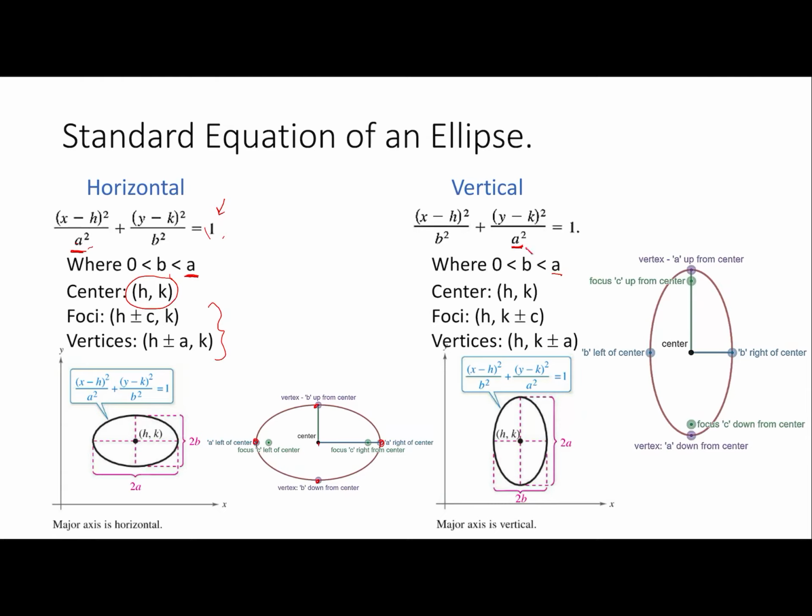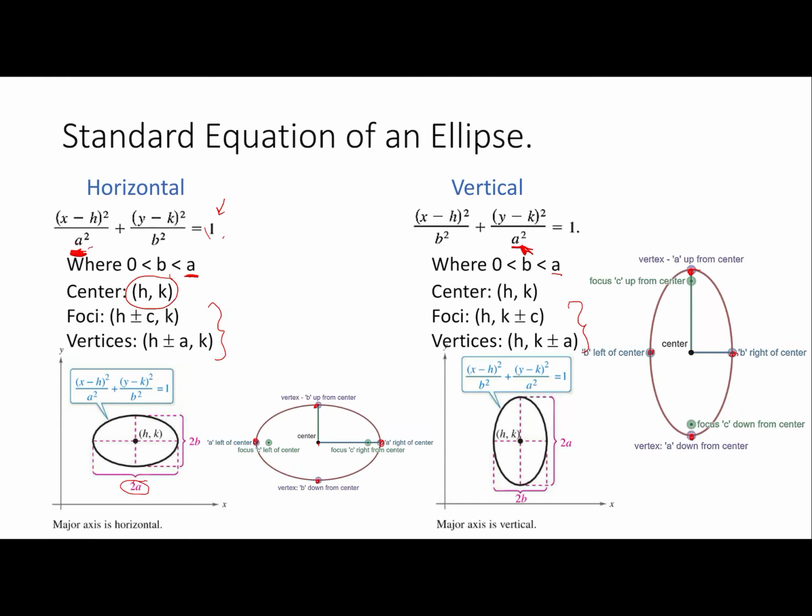If it's vertical, I know that I have a larger value beneath the y minus k squared, and so I'm going to move up a and down a from the center, left and right b from the center, and then we'll talk about the foci here in just a moment. So don't get too hung up on this notation. Simply remember, if the larger value is the squared term beneath the x minus h, then it's going to be horizontal. Move a to the right, a to the left. My total length of my major axis is twice a.